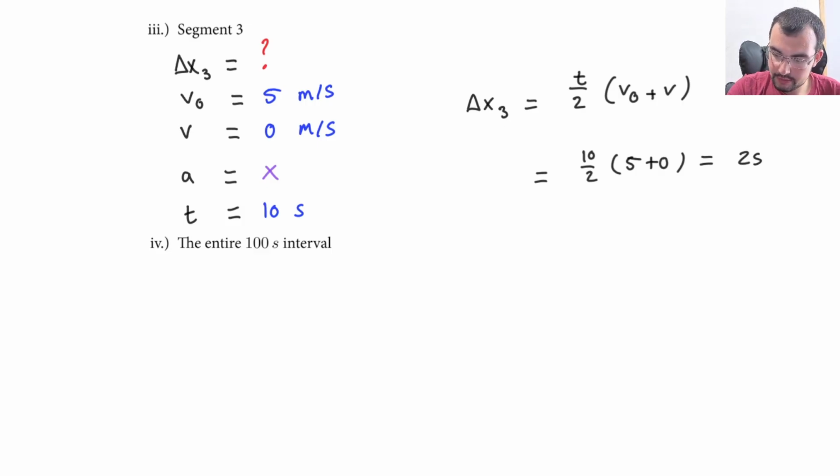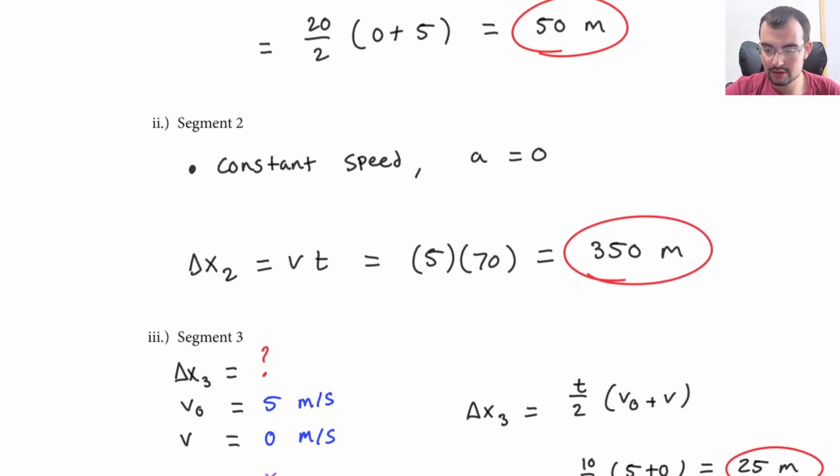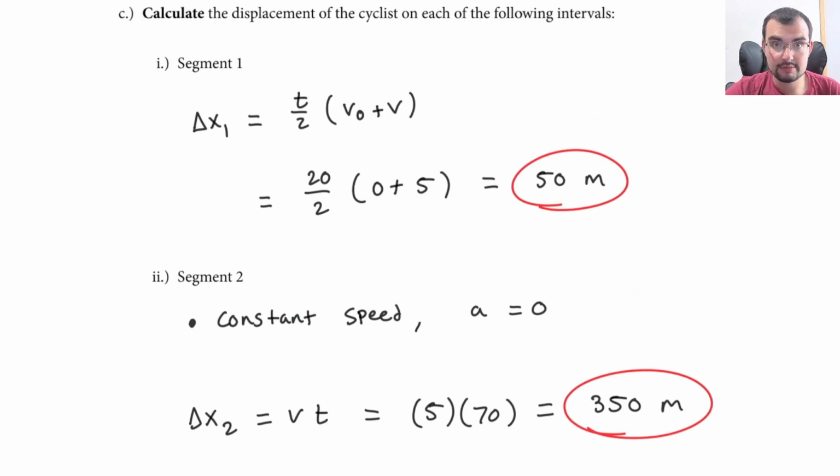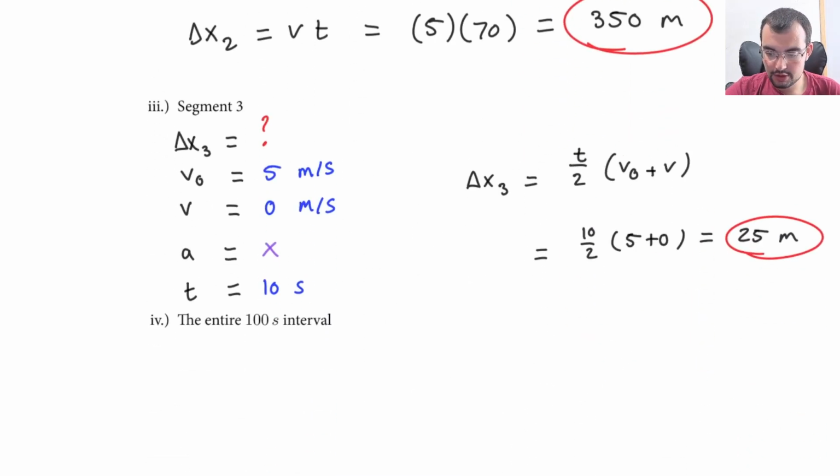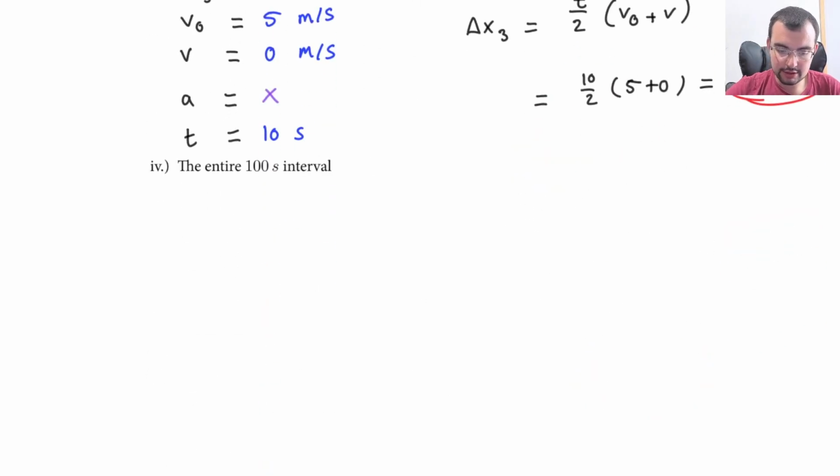25. Which is exactly half of the original segment, which makes sense, because you slow down twice as fast as you sped up. All right, next the full 100-second interval.